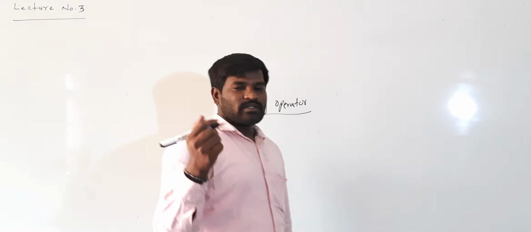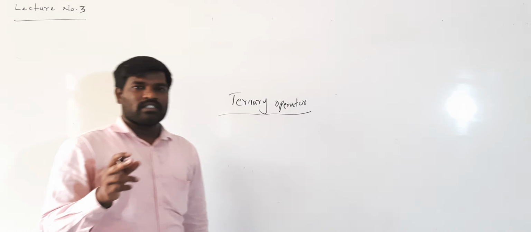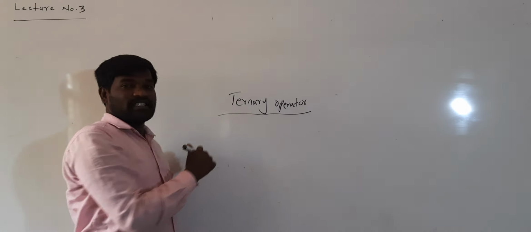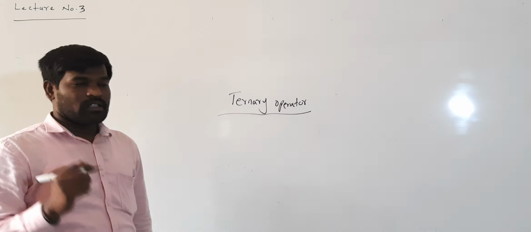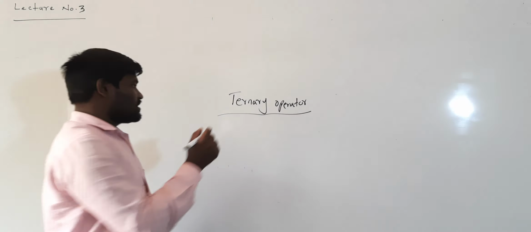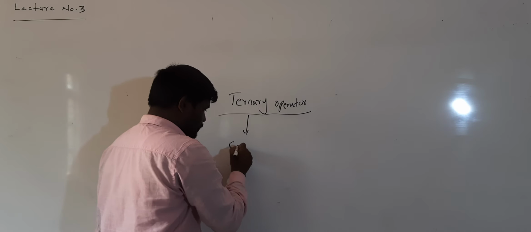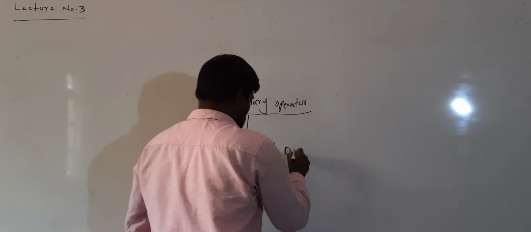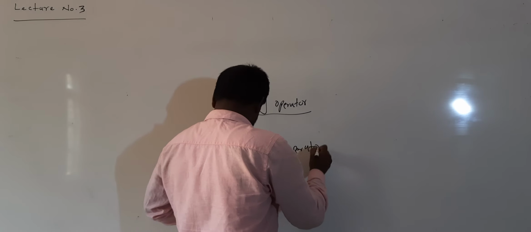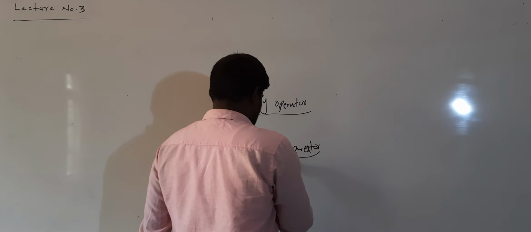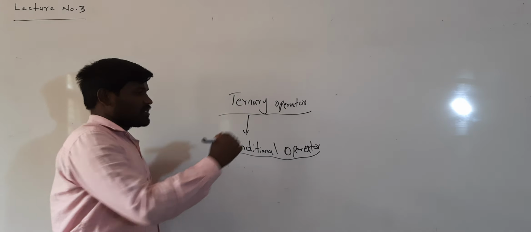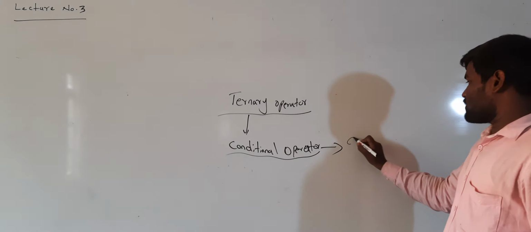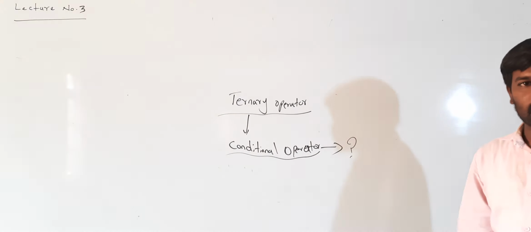Binary means it operates on a minimum of two operands. Ternary, as the name itself indicates, means three operands. In ternary there is only one operator, that is the conditional operator. This conditional operator uses one symbol, the question mark.